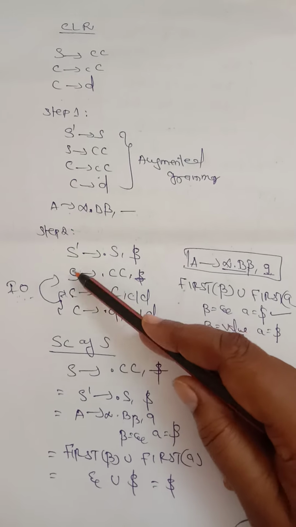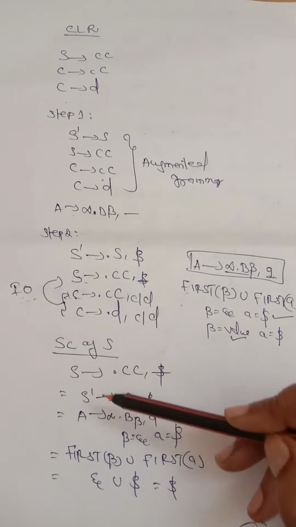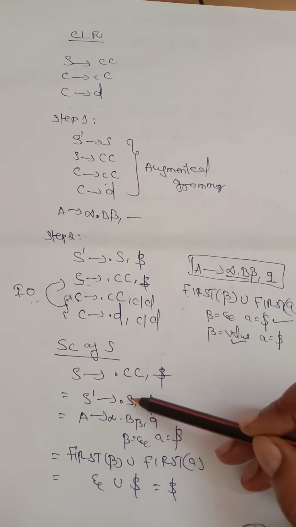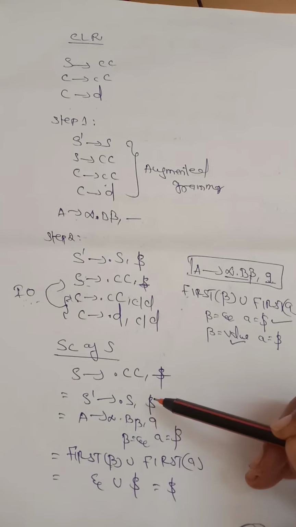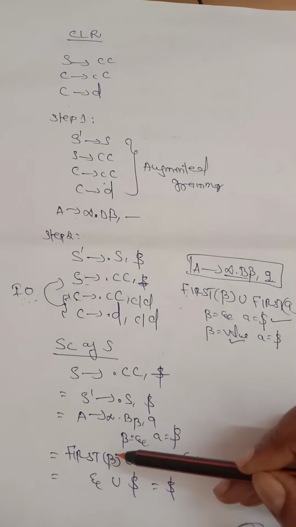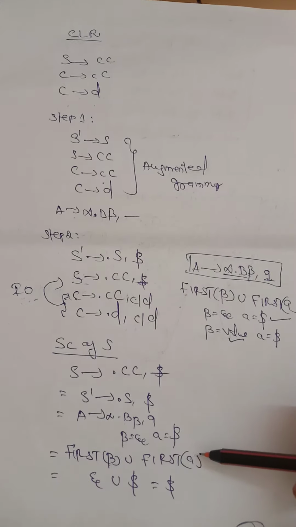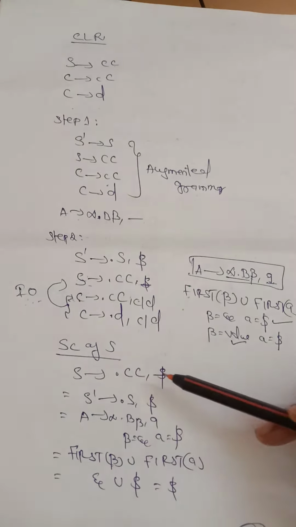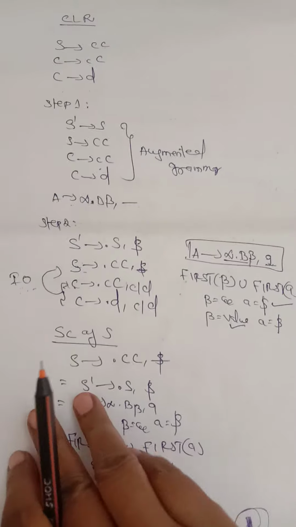The second component is what? Here we have to consider its previous statement. Here the previous statement of S is what? S dash. So in S dash we have to check what is the beta value. Here S is acting as B, beta equal to epsilon. Next a value equal to what? Dollar. So the first of beta equal to epsilon, first of a equal to dollar. So the answer equal to dollar. So the second component of S equal to what? Dollar.